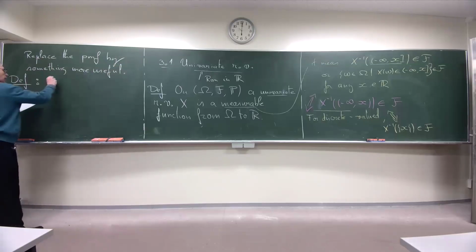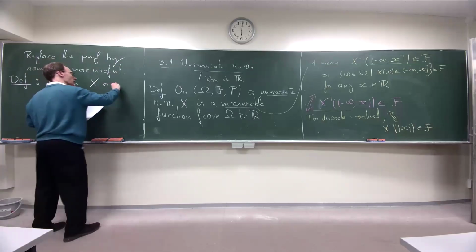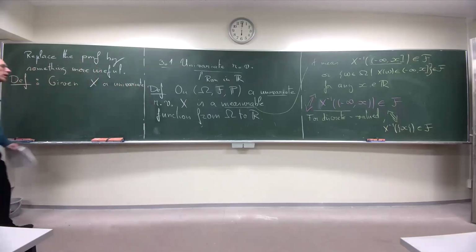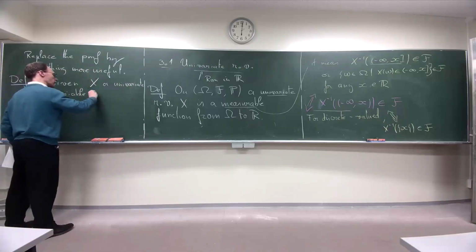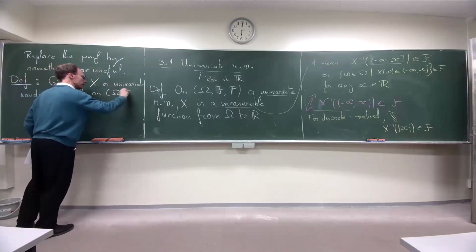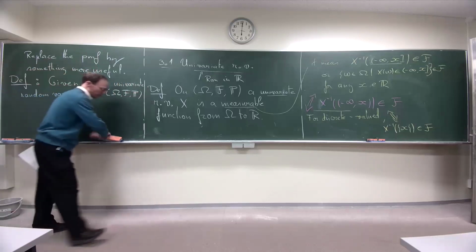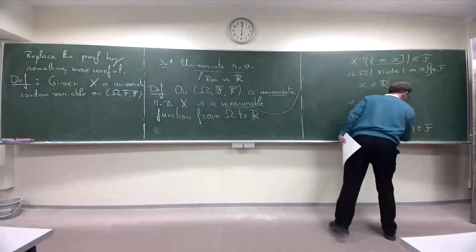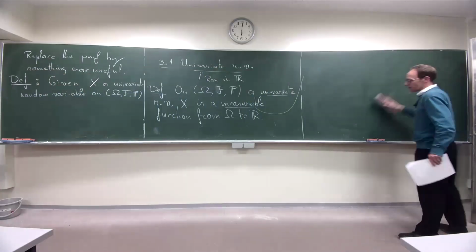Definition. So given X, univariate, I will not always write this anymore, but just the first time. Univariate random variable on a probability space. Maybe I should also, before I finish, I want to claim that you are in fact familiar with this kind of random variables.